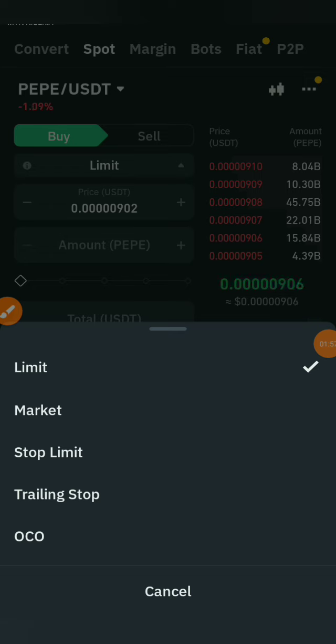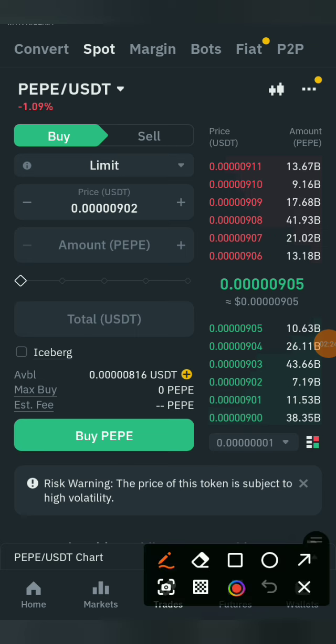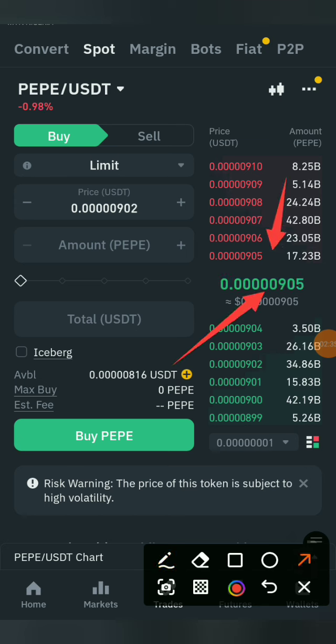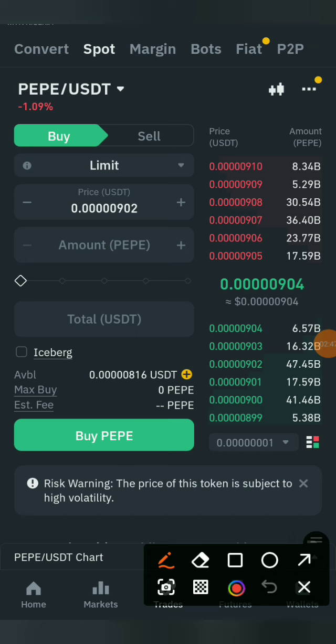All right, so the limit order simply means giving Binance an order for you to buy an asset when it's at a particular price value, and then ordering Binance to sell it when it gets to a particular point. For instance, you see the current price of PEPE here is 0.00000904. All right, so if I don't want to buy at this price, maybe I want it to go a little bit down below, all I have to do is come here where it is written price USDT and click on it.